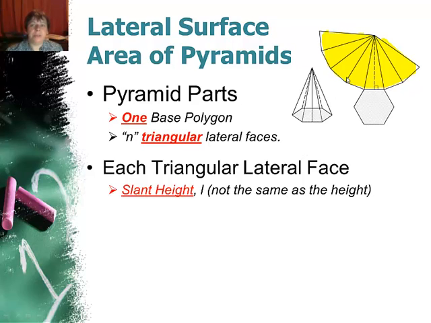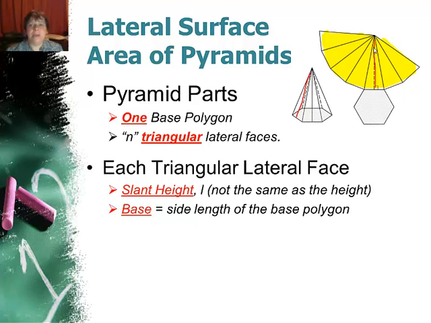Each triangular lateral face has something called a slant height. It's the height of the triangle, but it's called the slant height because when you fold the net back up, it's slanted in from the edge here to the top of the pyramid. So it's not the same as the height of the pyramid, which is straight from the center of the polygon below to the apex or vertex on top. So it is a slant height. It goes from the edge to the vertex.